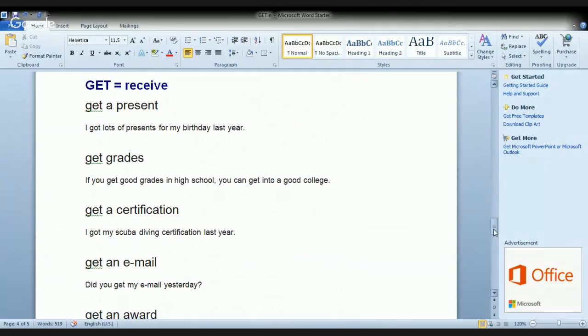And I grew up getting grades, which were all letters. You know, A, B, C, maybe a D in there, and then they also do A plus, A, and A minus, so they have the plus and the minus for each letter as well, except for an F, that doesn't have anything. So get grades. So if you get good grades in high school, you can get into a good college.